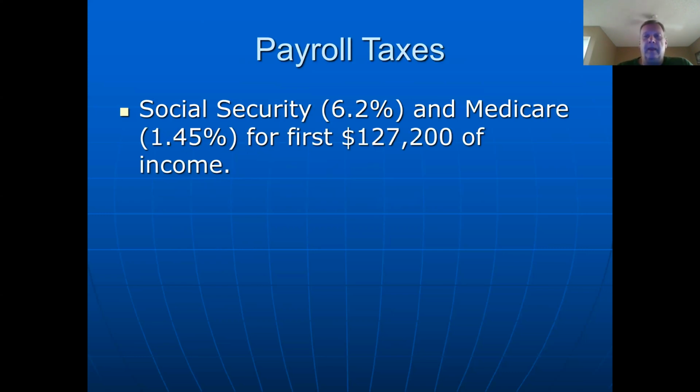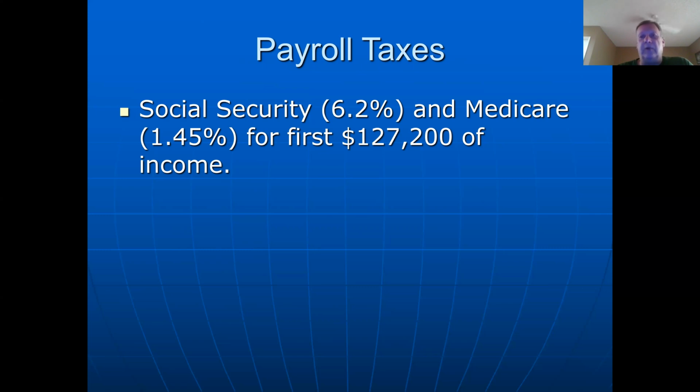Then we also have payroll taxes, and these payroll taxes have been in the news recently because the Trump administration has talked about exempting people through the rest of the year from payroll taxes. These payroll taxes are collected by your employer, and your employer then matches these amounts. 6.2% is collected from your check to pay for Social Security, and then your employer matches that amount. 1.45% is collected for Medicare, and your employer matches that amount as well.